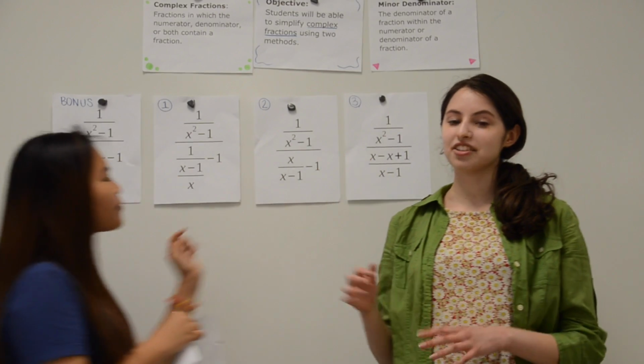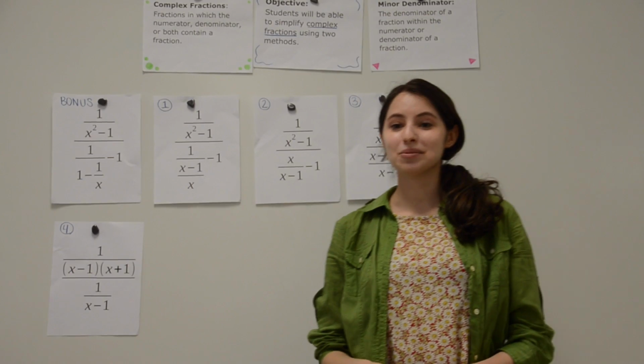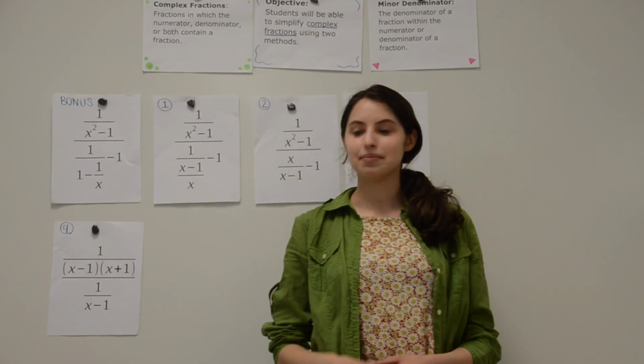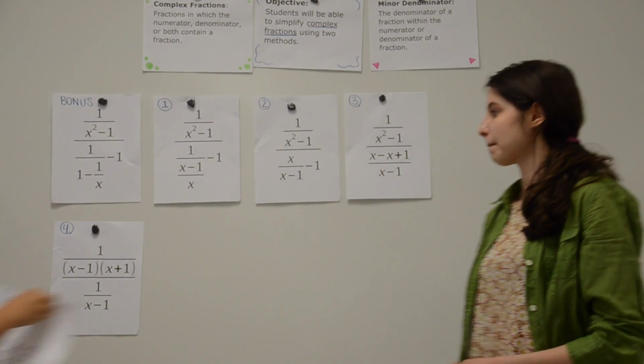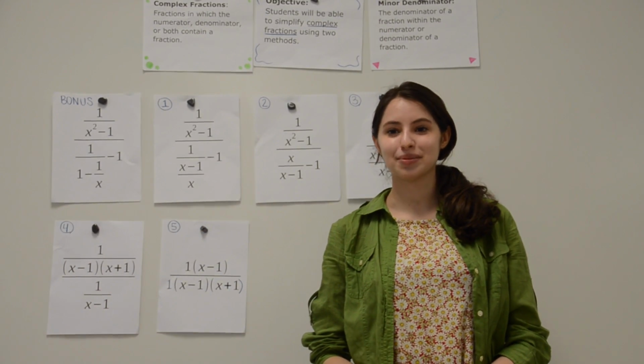You can now factor the numerator's minor denominator. Finally, multiply by the reciprocal of the denominator and simplify to get 1 over x plus 1.